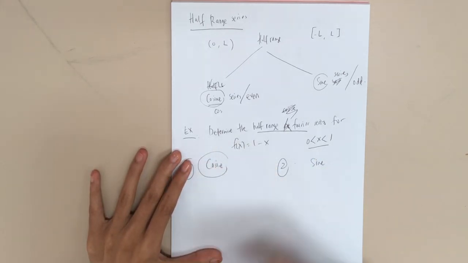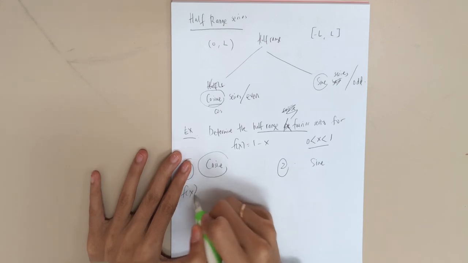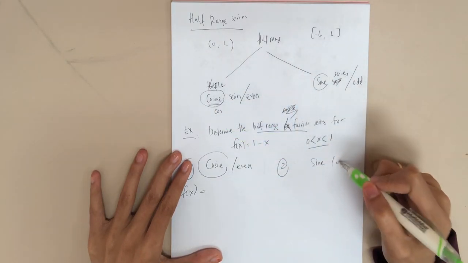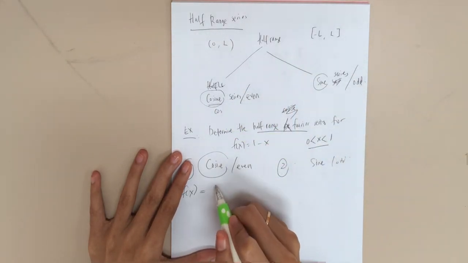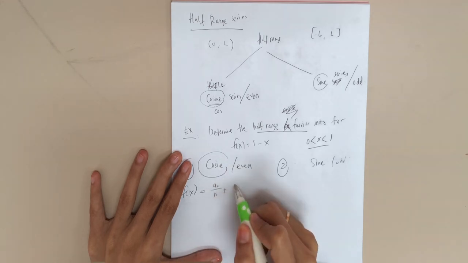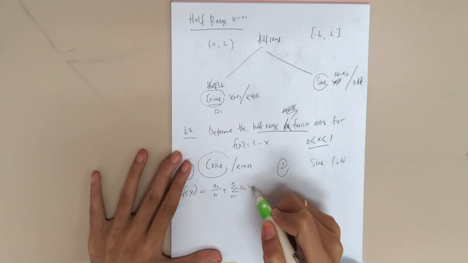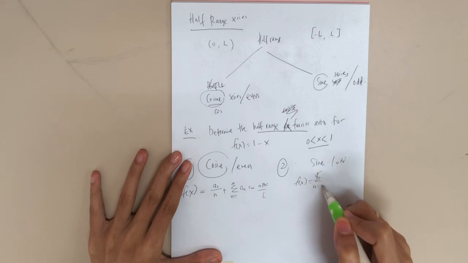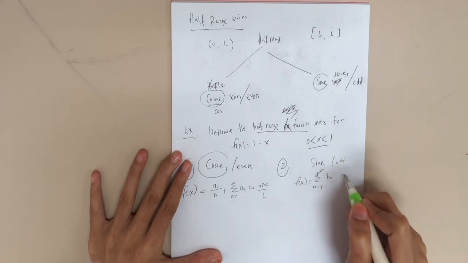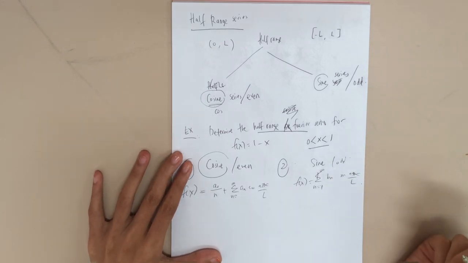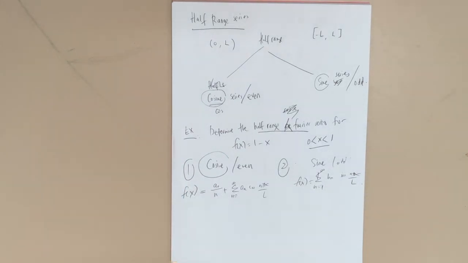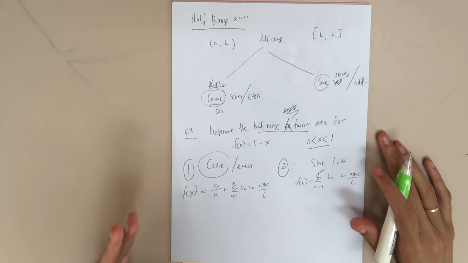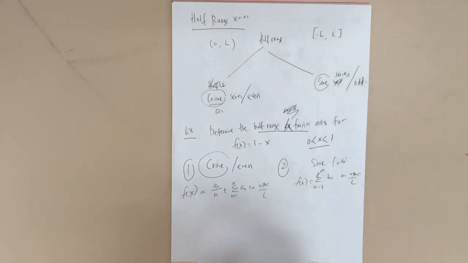Then, how to do the cosine? The steps will be the same. Like I said just now, cosine is even and sine is odd. So you just use the same equation, which is a0 over 2 plus summation n from 1 to infinity of an cos(n pi x over L), and for odd it is summation n from 1 to infinity of bn sin(n pi x over L). Then you proceed with the same steps. But it's easier, because it's already done for you.